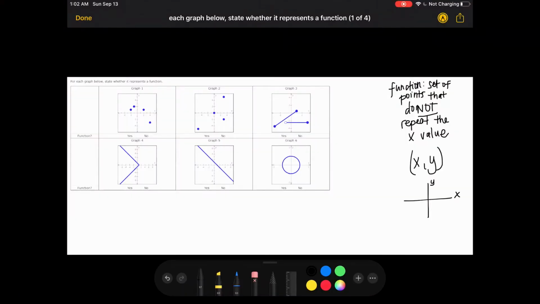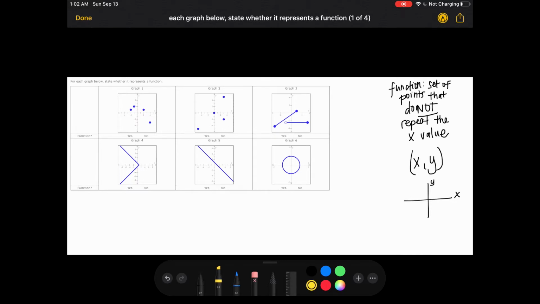Okay, so this question is asking you, for each graph below, state whether it represents a function. And all you have to do is click yes or no. But in order to do this, we have to talk about what a function is. A function is a set of points that do not repeat the x value.